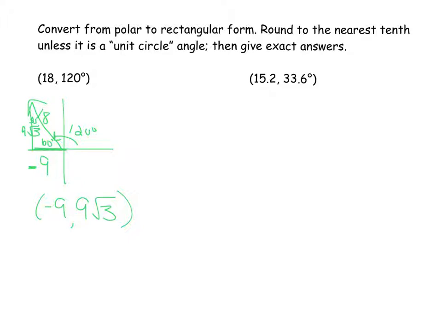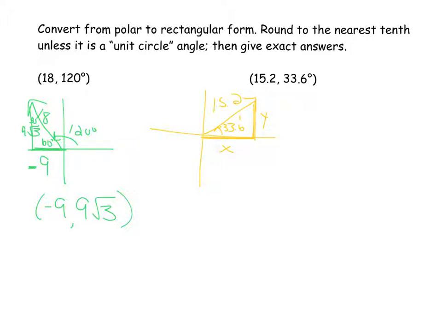Now, this next one is not a unit circle angle. We don't know anything about 33.6 degrees, but we do know it's in the first quadrant. There's my vector, 15.2. This angle is 33.6 degrees, and I need the x-coordinate and the y-coordinate, right? I need this x value, I need this y value. Since they're in the first quadrant, they're both going to be positive. I'm going to use trig for this.